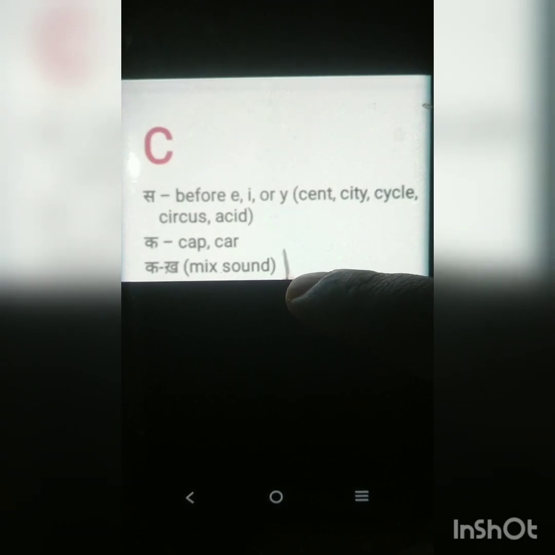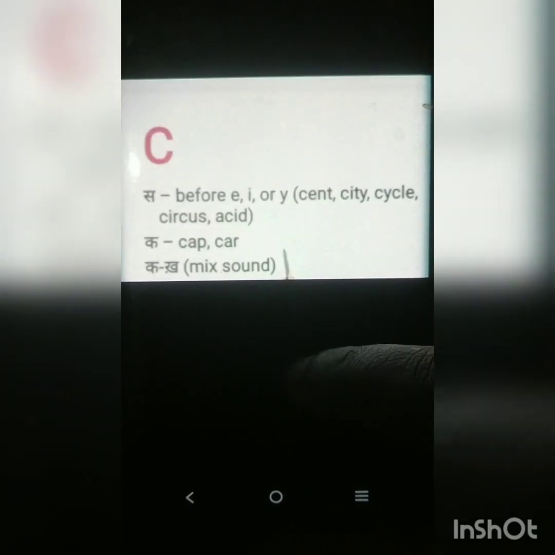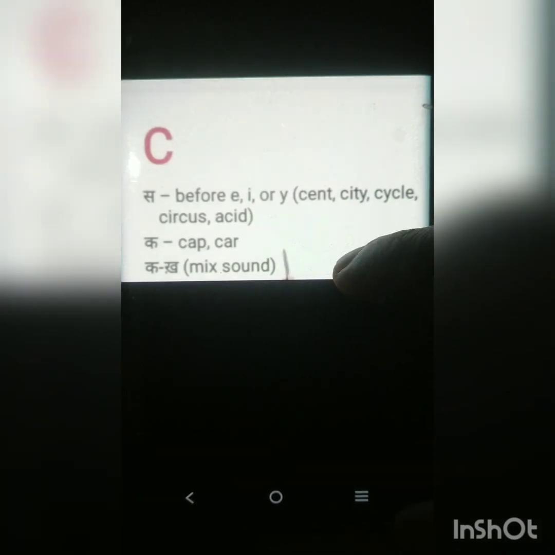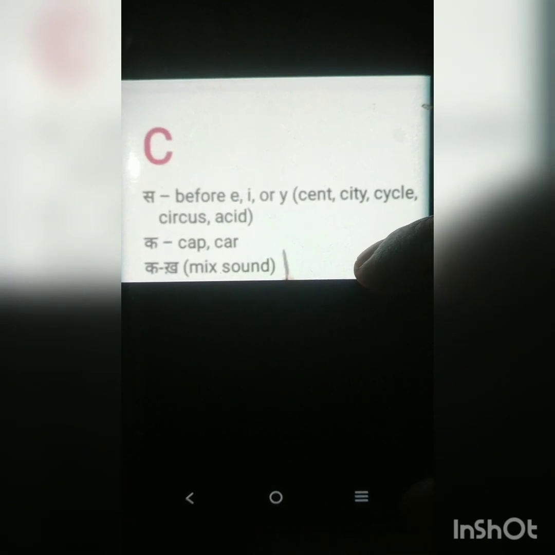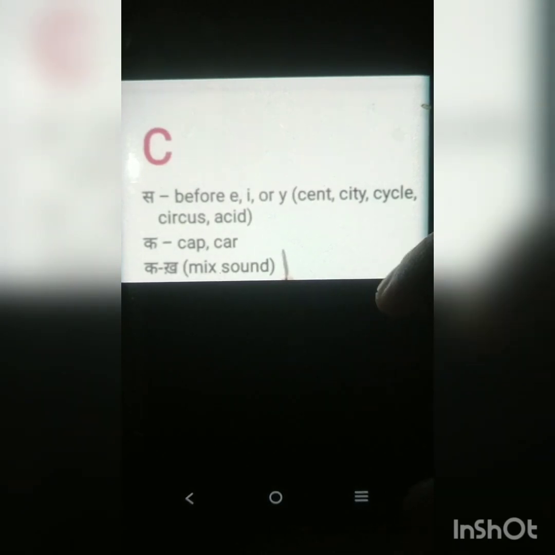Okay. That means car. Not ka, cap and car. It is car. Ka sound is there. Okay. So tell with me, car. Yes, cap. Yes, like that. So C, even before A, if C is coming, then it is making the ka sound. And if C is coming before E, I, Y, it is making the sound of sa, like that.